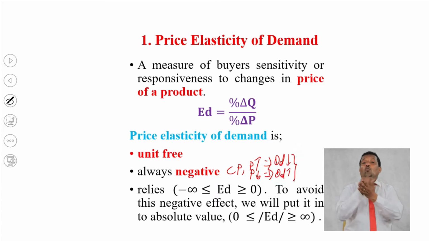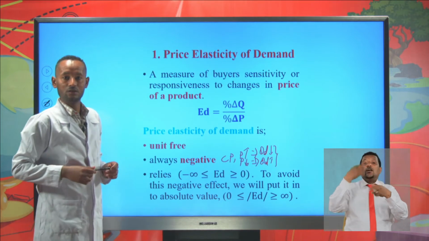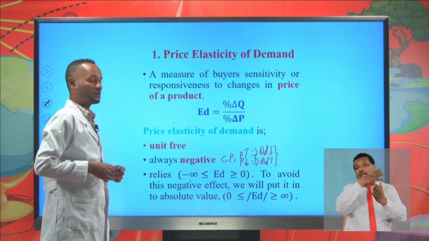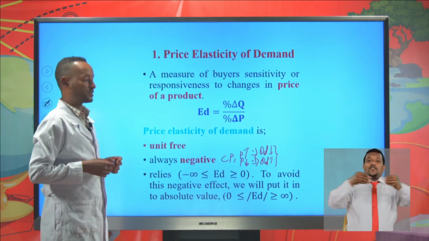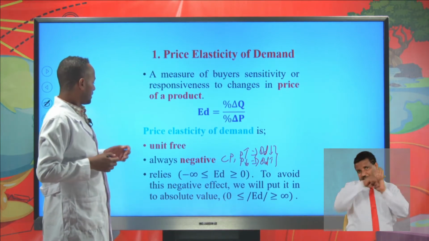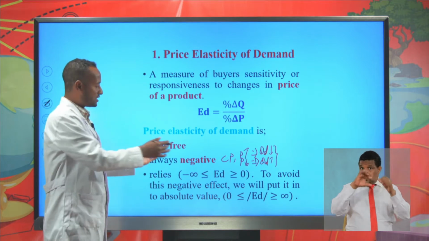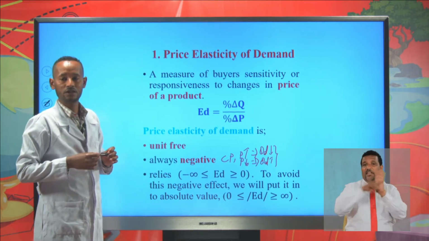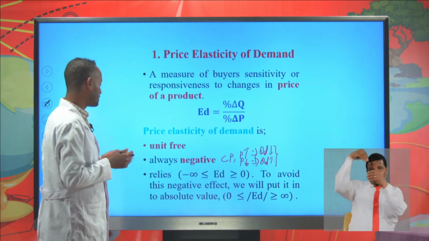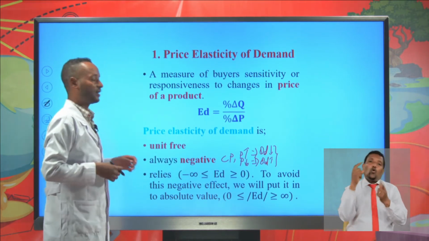Due to this inverse relationship between the changes in price and the changes in the quantity demanded, the price elasticity of demand is always negative. So it lies between negative infinity and 0, but in order to avoid this negative effect, we put it into absolute value, and it lies between 0 and positive infinity.